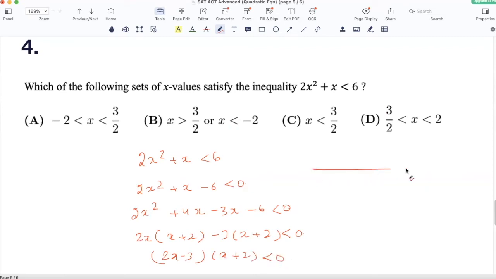So if I look at the roots of the quadratic, they are 3 by 2, right? And it is at minus 2, right?